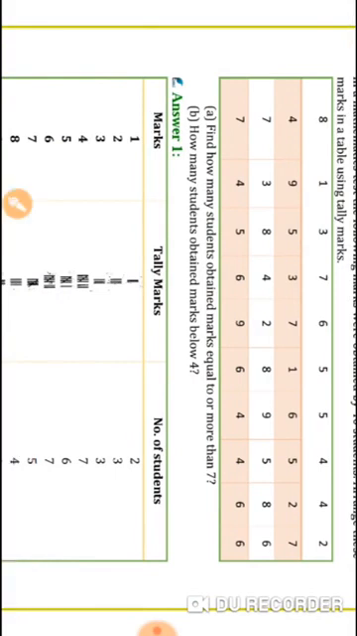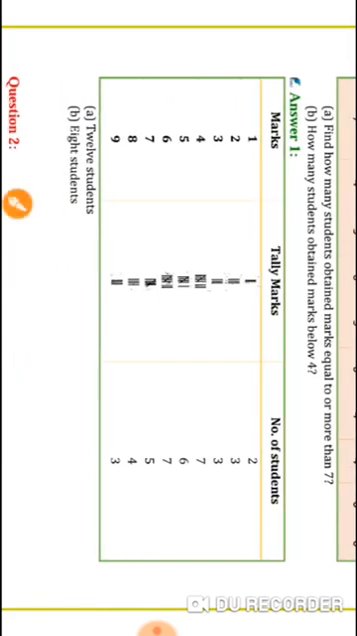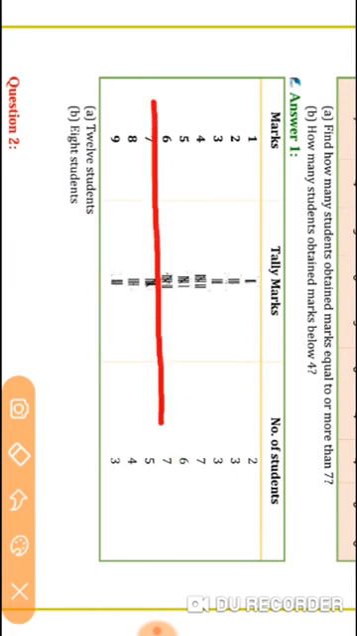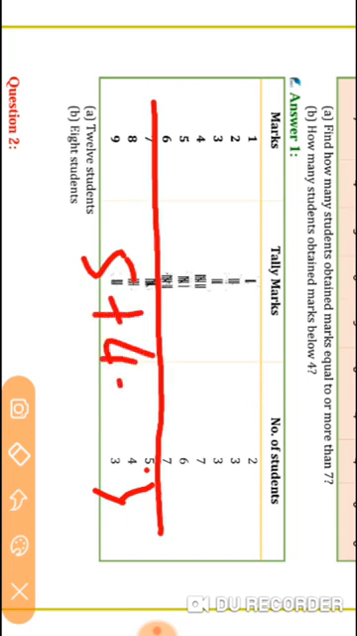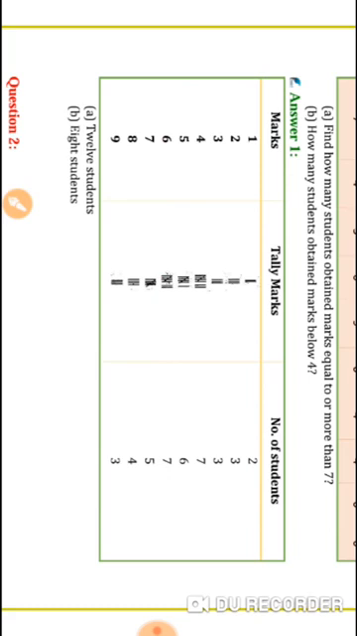At that time the questions come again. Find how many students obtained marks equal to or more than 7. Equal to 7 and more than 7. So more than 7 are 8, 9, isn't it? So how many are there? From here you can observe. Equal means from 7 we can count it. So how many are there? 5 plus 4 plus 3, total 12. So 12 students got marks equal to 7 and more than 7.